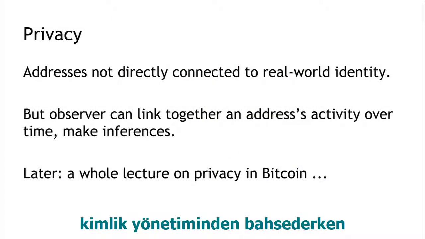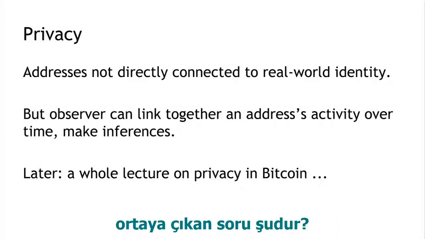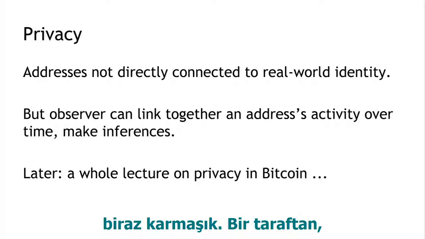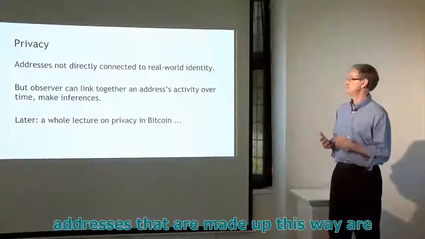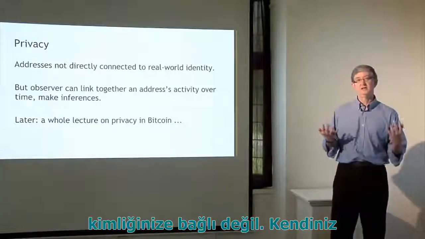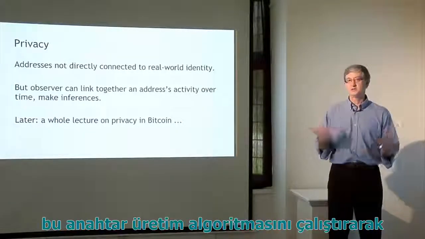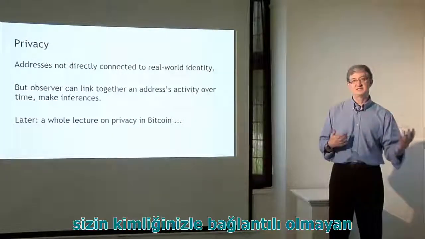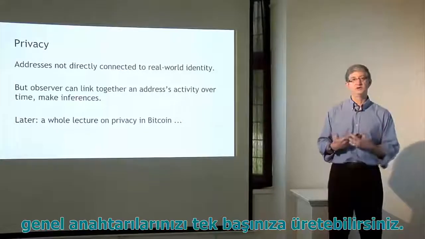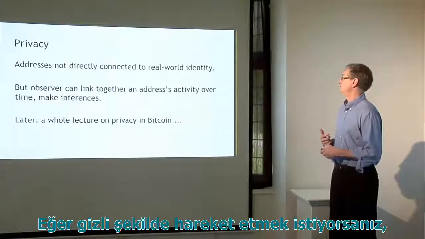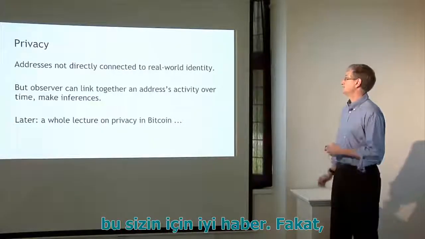Now, the obvious question that arises when you're talking about decentralized identity management and people making up these identities is, how private is this? And the answer is, it's complicated. On the one hand, the addresses that are made up this way are not connected to your real-world identity. You can execute a randomized algorithm. It will make some kind of PK that looks kind of random, and nothing exists initially to connect that to who you are. You can do that in the privacy of your own home. So that's good news if you want to be able to act privately.